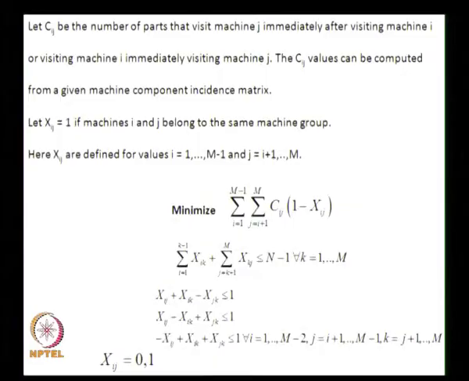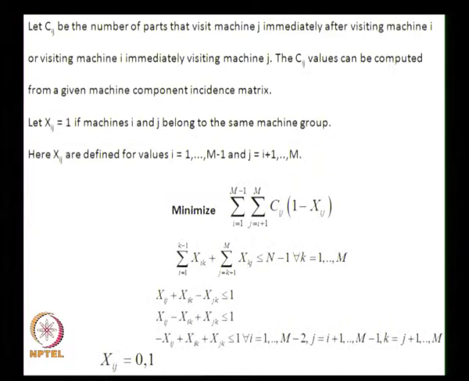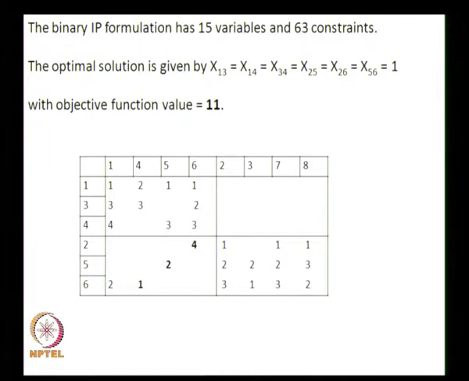So, when we apply this formulation to this data, we have not explicitly shown the Cij matrix. Cij is the number of parts that visit machines i and j consecutively, which means it visits j immediately after i or i immediately after j. So, we have not shown the computation of the Cij matrix. Now, when we try and solve this for the example that contains 6 machines and 8 parts, we have 15 variables and 63 constraints.